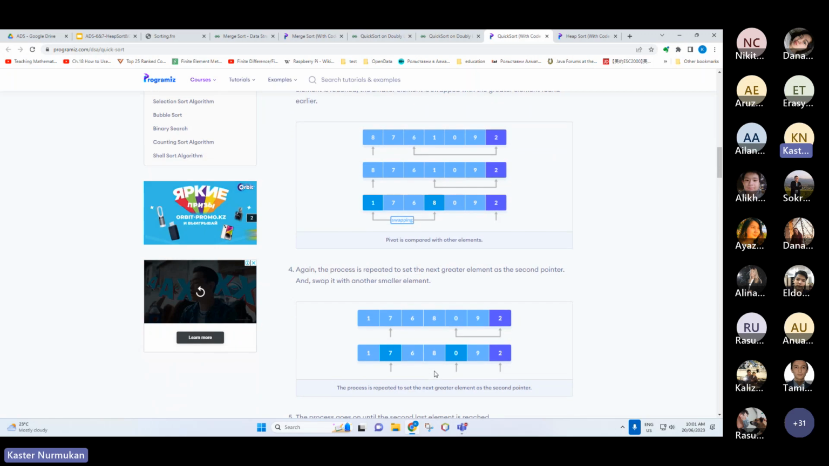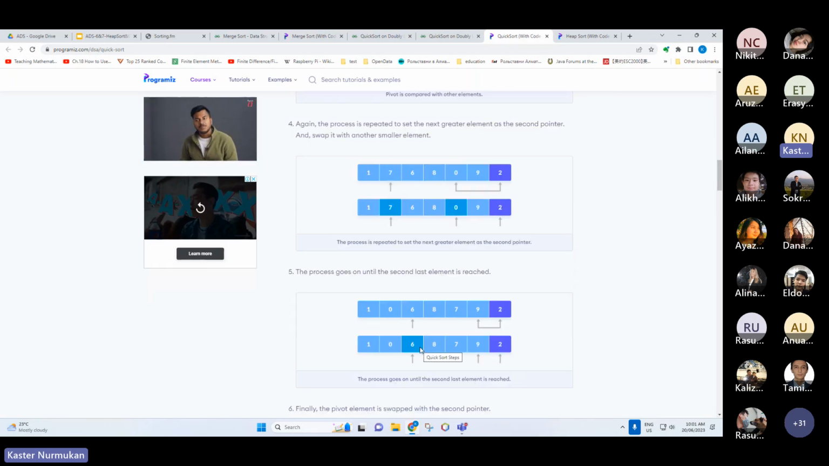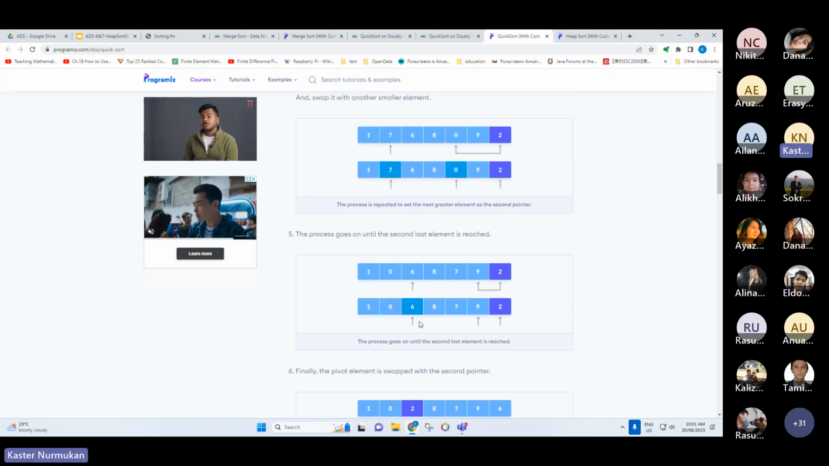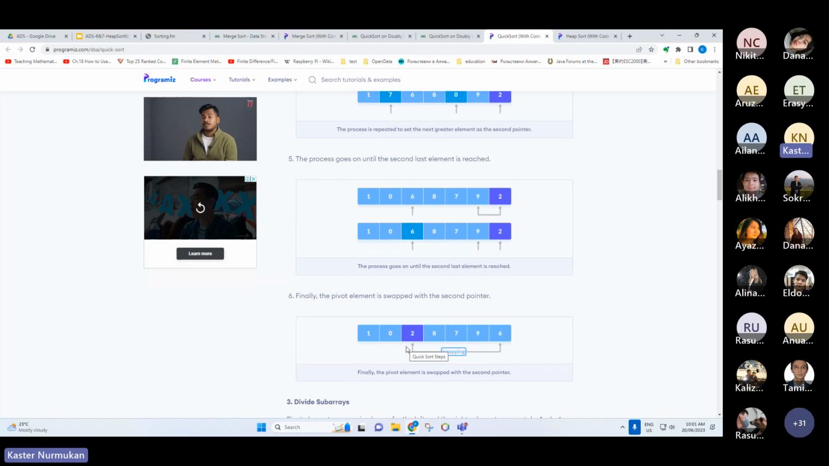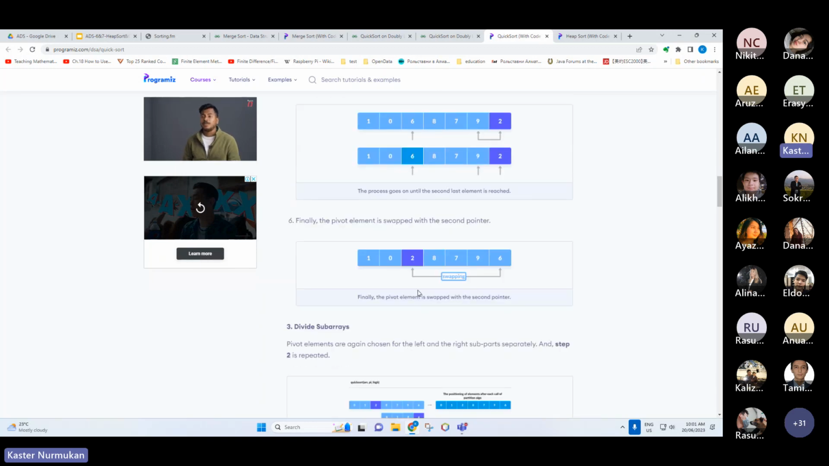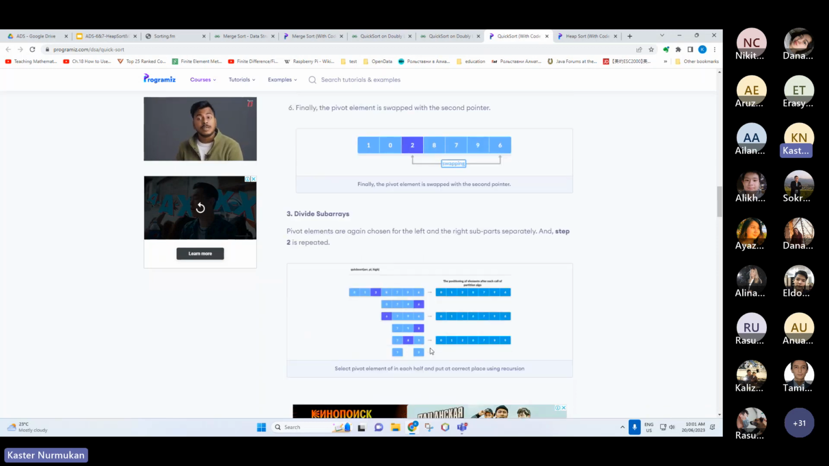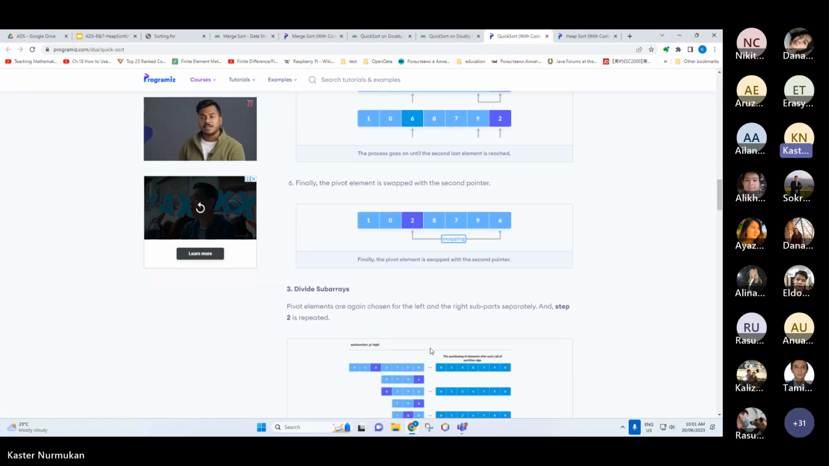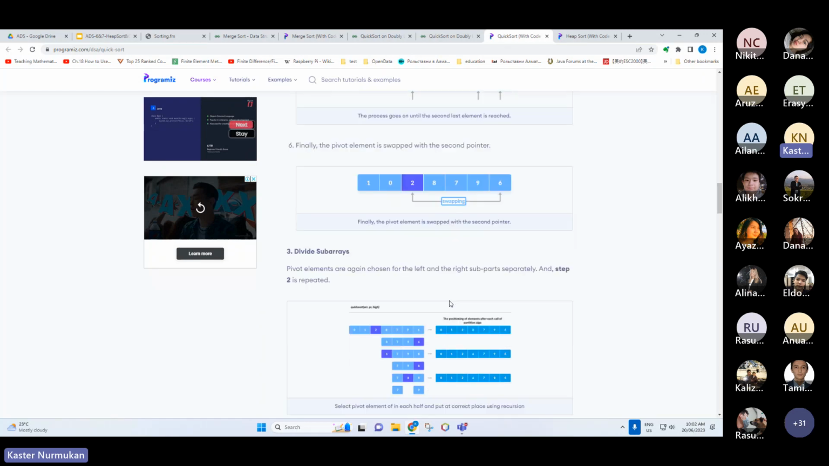Keep that way. They will begin to swap it. Now the second is 6 as the last element, because the small element has already been discovered. And 2 is of course the small element. Now they begin to change the pivot position with the 6, so they will repeat the same thing.